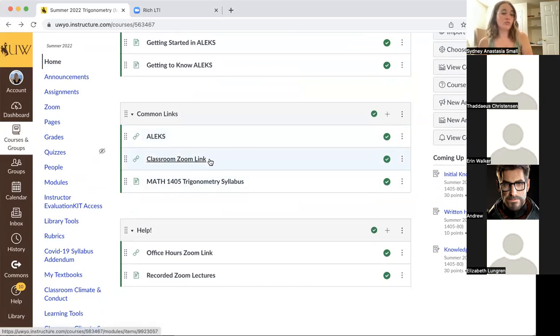Classroom Zoom link, this just makes it easier. Of course, you can go into Zoom, and on the syllabus, I have the meeting room number and the passcode, but you can always just use this link as well. Syllabus is here. We'll be going over this in a second.